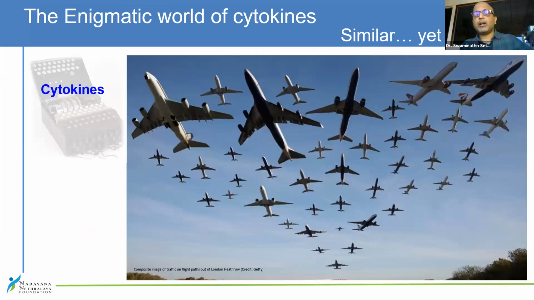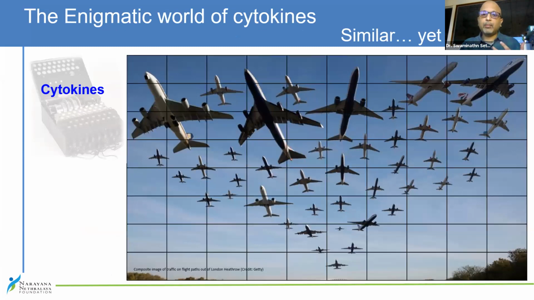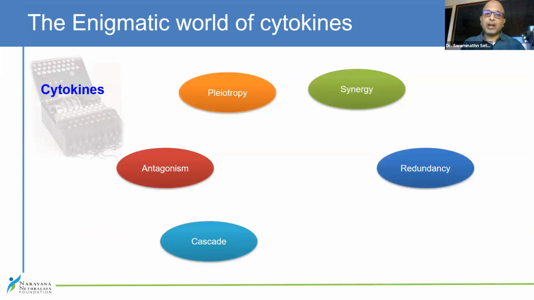And often our clinical colleagues would say, oh, there's a whole lot of cytokines and everything looks similar, but it's very difficult to understand. As you see, this is a flight path of a time lapse taken from Heathrow, but it all looks the same. But when you put in a grid, each one has a different altitude, different direction, different velocity and size and destination. So cytokines need not be an enigma because of these 5 characters.